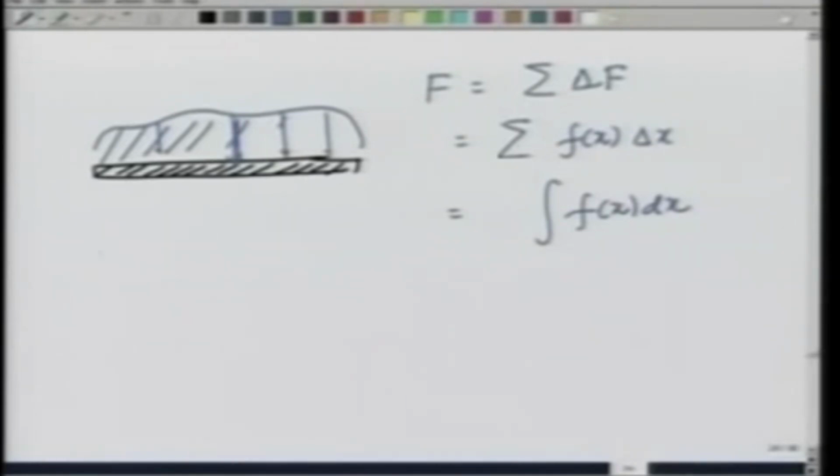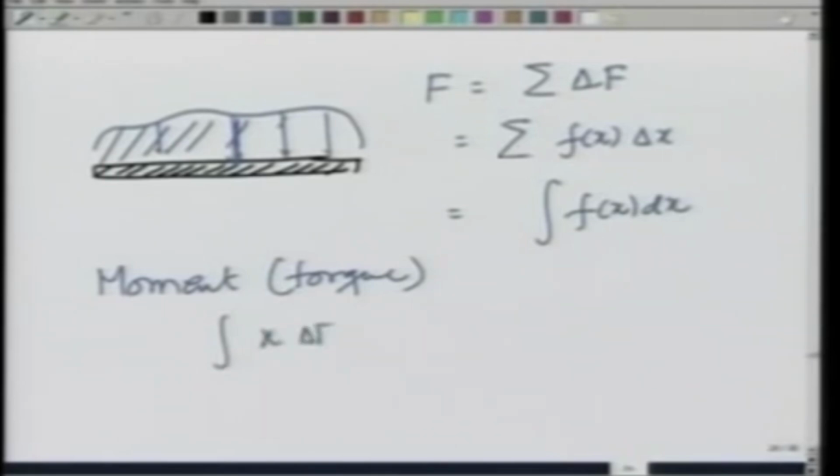How about the moment or the torque created by this force? That is obviously going to be the integral of x delta F, which is nothing but the integral of x f(x) dx. This is the torque.